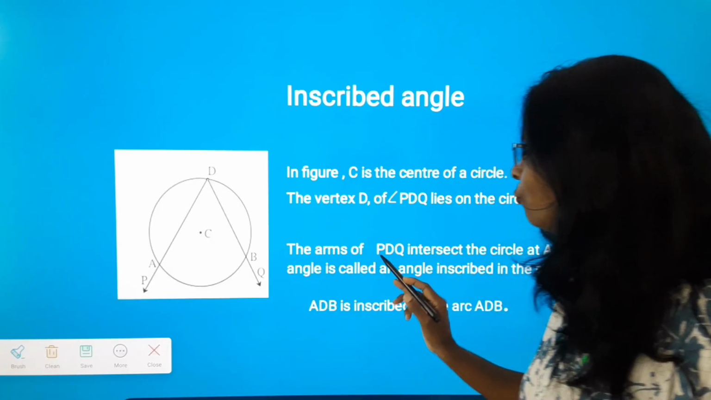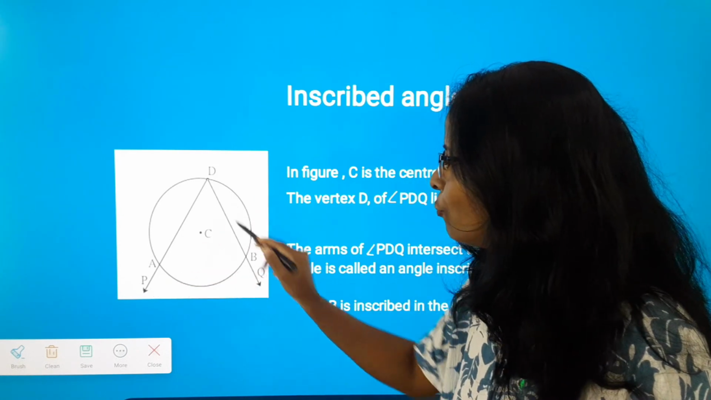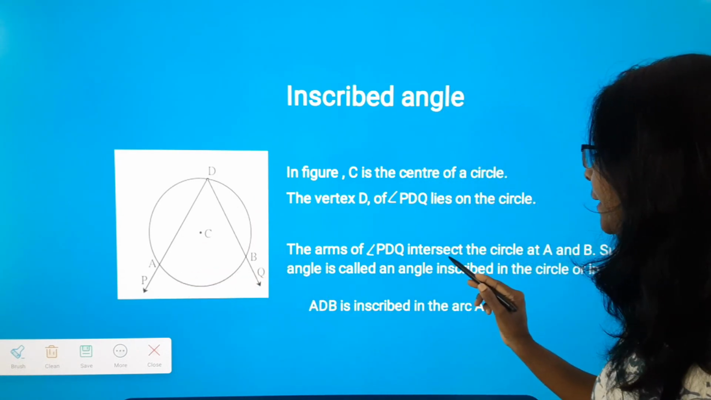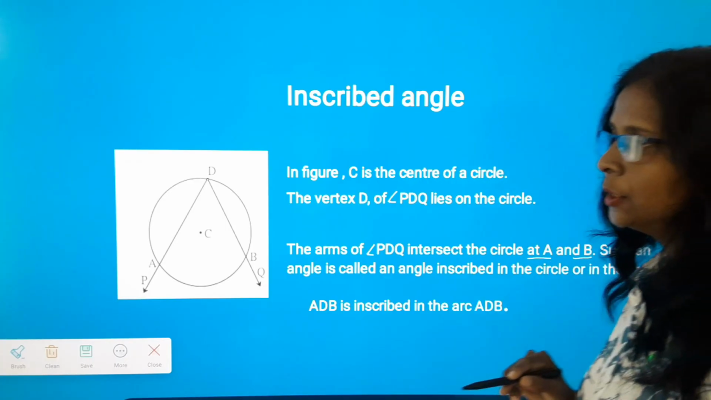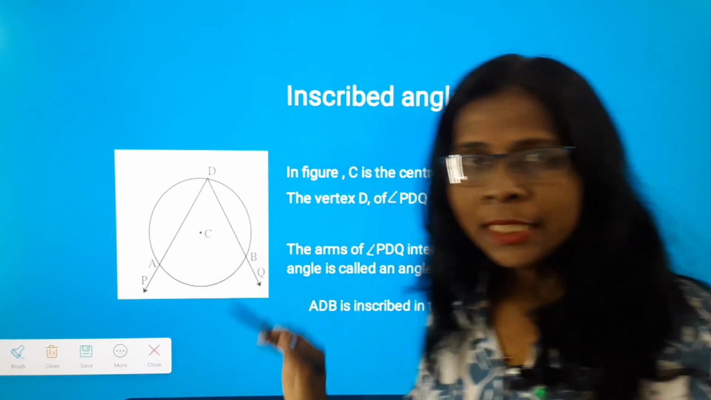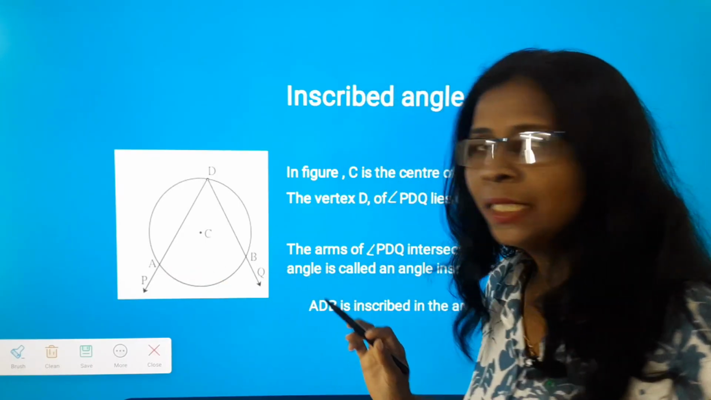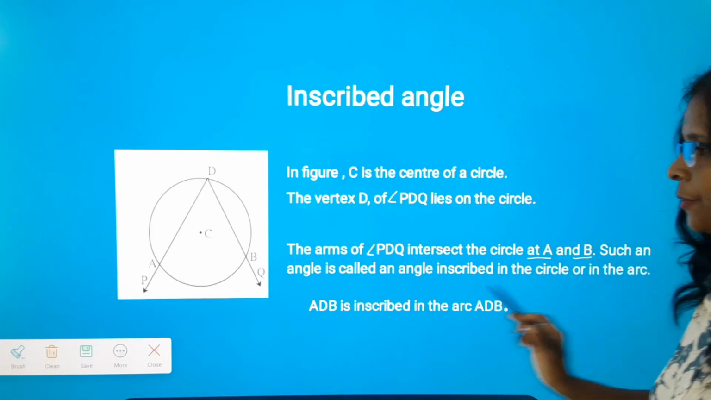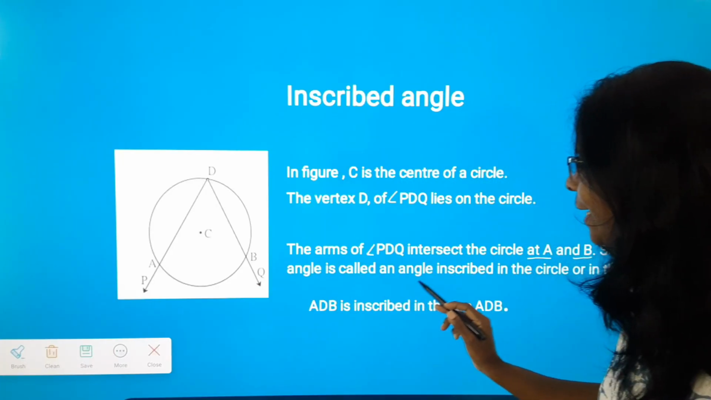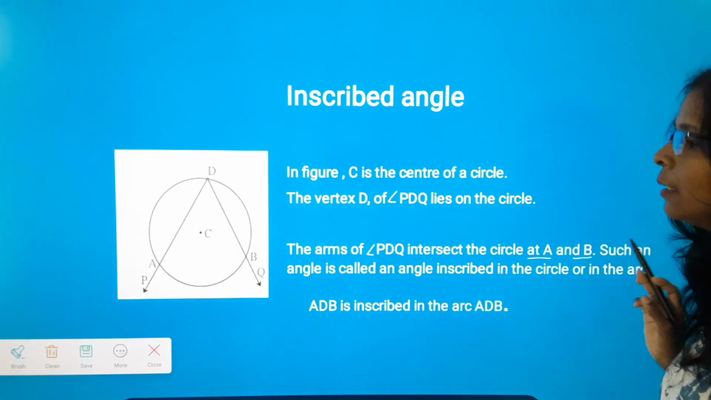The arms of angle PDQ intersect the circle at A at this point and at B at this point on the circle. So such an angle is called an angle inscribed in the circle or in the arc.